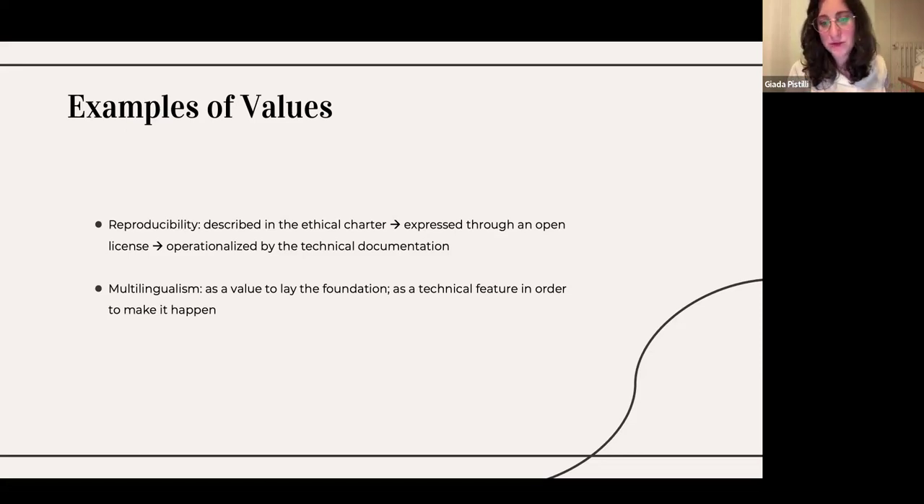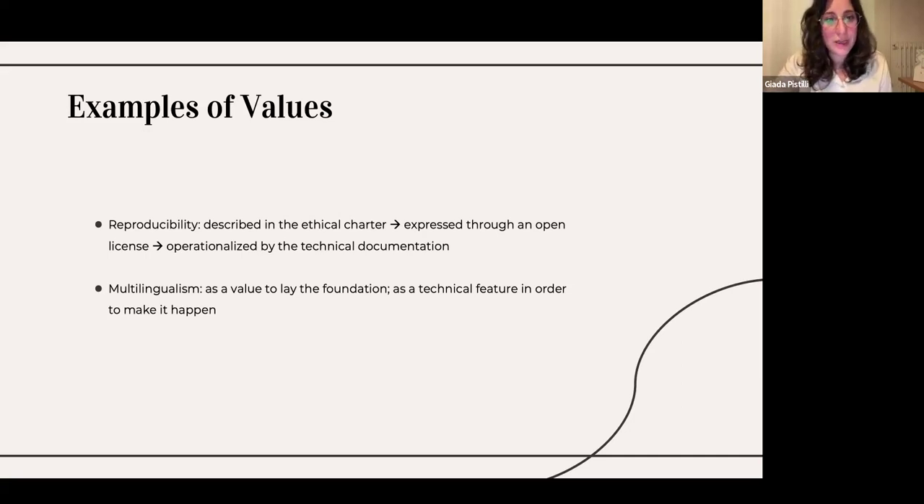So the example I'm giving you today, reproducibility, has been described in the ethical charter, and then expressed through the action of an open license, because the Responsible AI License makes the multilingual large language model and its dataset open access, so accessible, so reproducible. It was also operationalized by the technical documentation. Everything is available on the internet. The BLOOM model card is so extensive, 15-20 pages, describing what hardware you need and what the carbon footprint of the development and deployment of that specific multilingual large language model, BLOOM, was. There's a lot of information, and the goal is for it to be reproducible by other scientists.